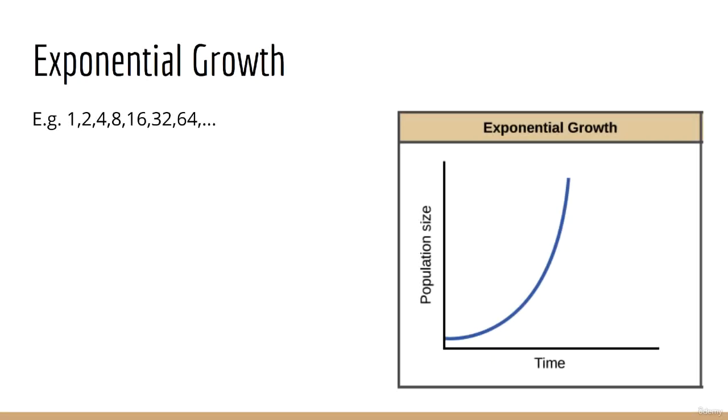Now you might be thinking, wait a minute, this isn't linear at all. If something grows by a constant factor over a given period of time, that's actually exponential growth. For example, it will grow from 1 to 2, 4, 8, 16, 32, 64, and so on.